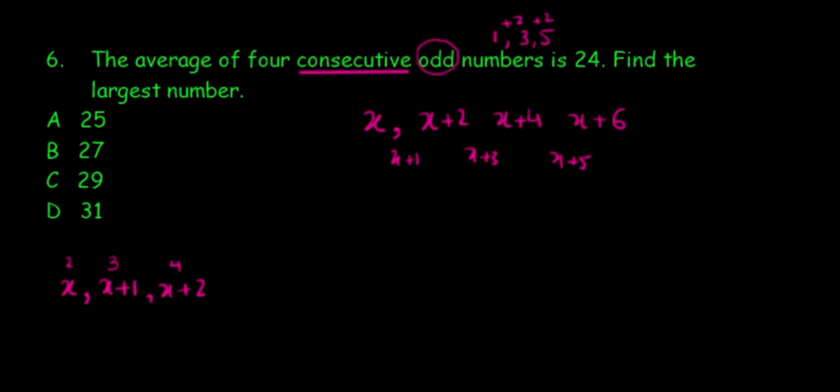We skipped x plus 5. That means we've got 4 odd consecutive numbers. I hope this concept is okay and clear. Next, now what they want is the average. So you add up all of them.